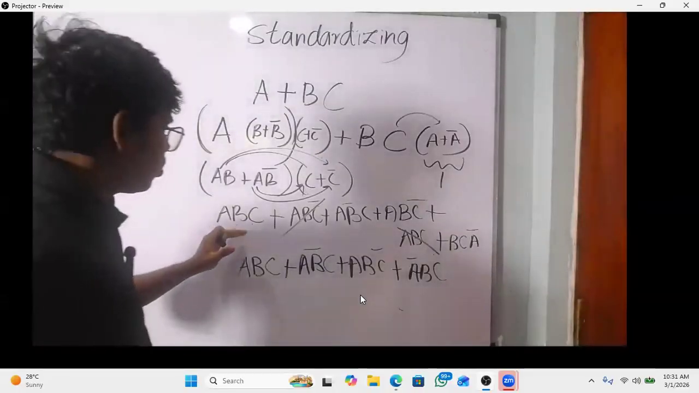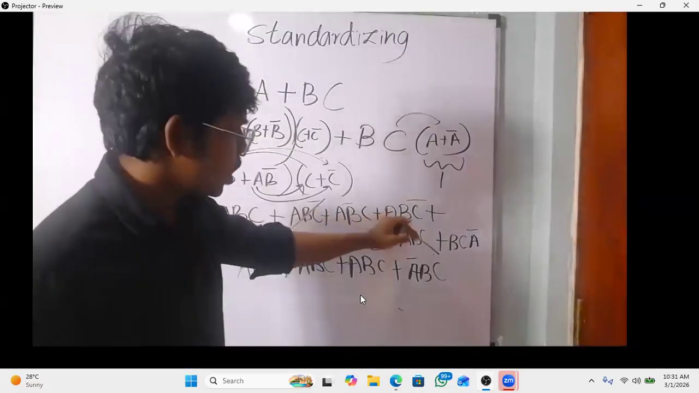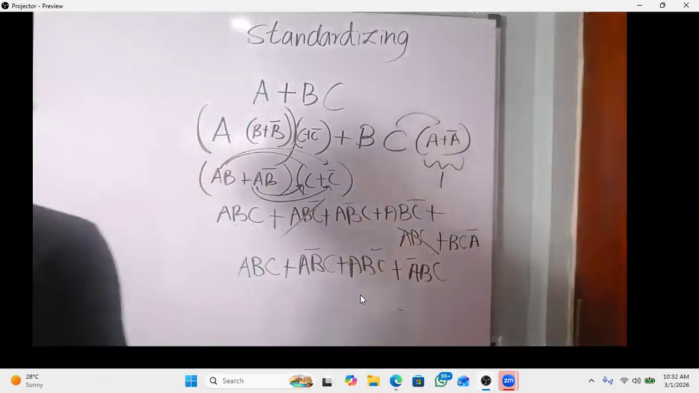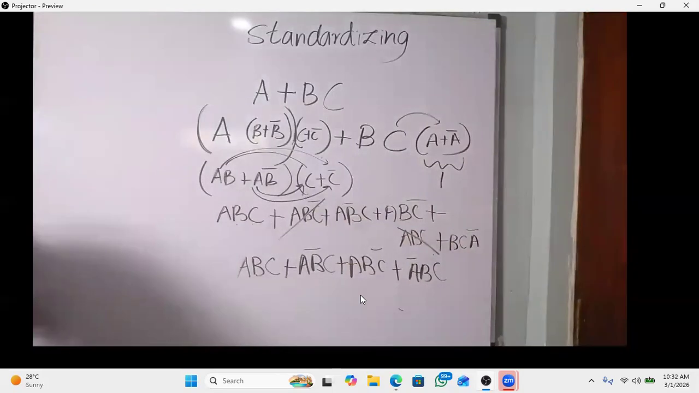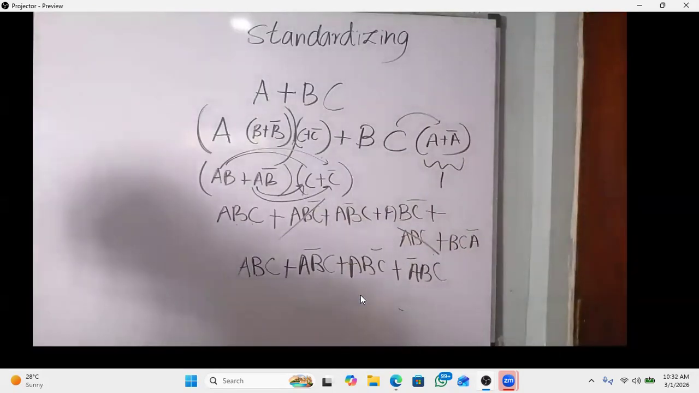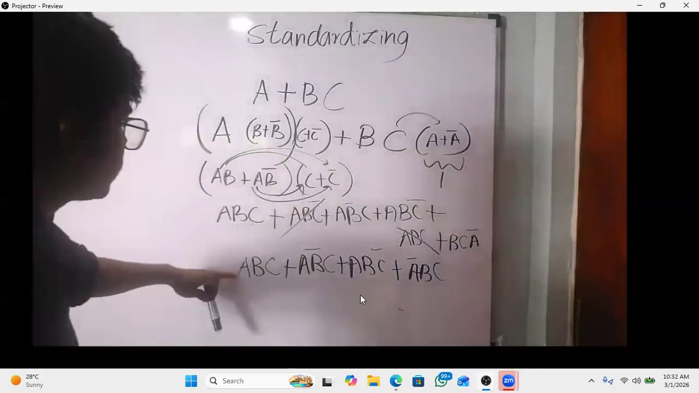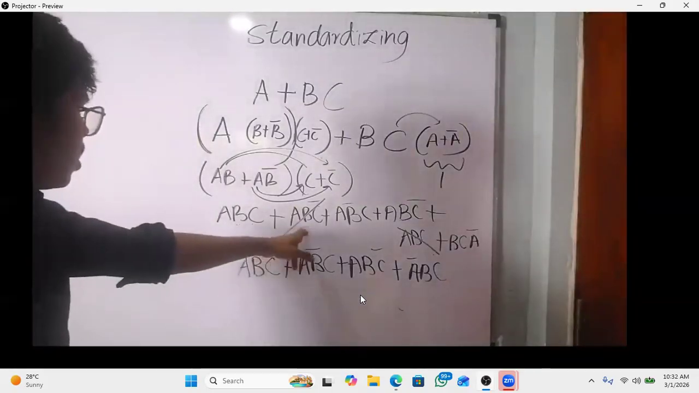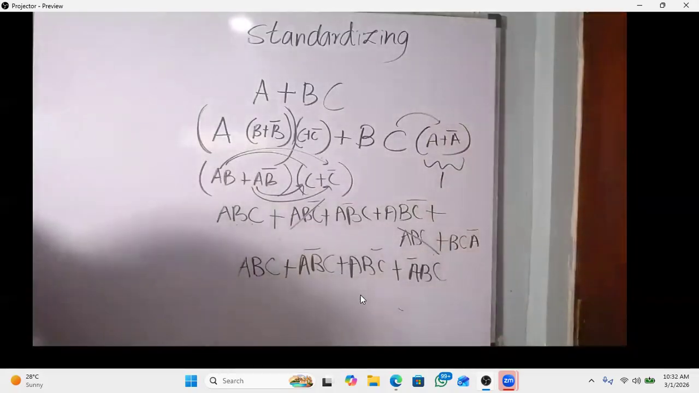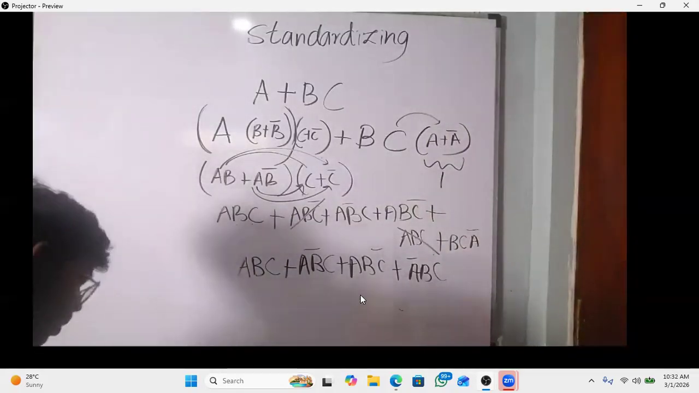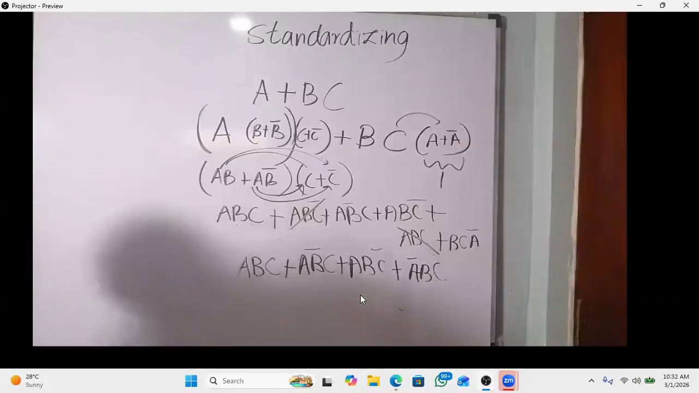Did I miss writing a term? 1, 2, 3, 4 terms. Why 4 terms? Did I miss anything? I wrote this. ABC bar, correct? AB bar C, correct? ABC bar is there. And AB bar C bar is also there.